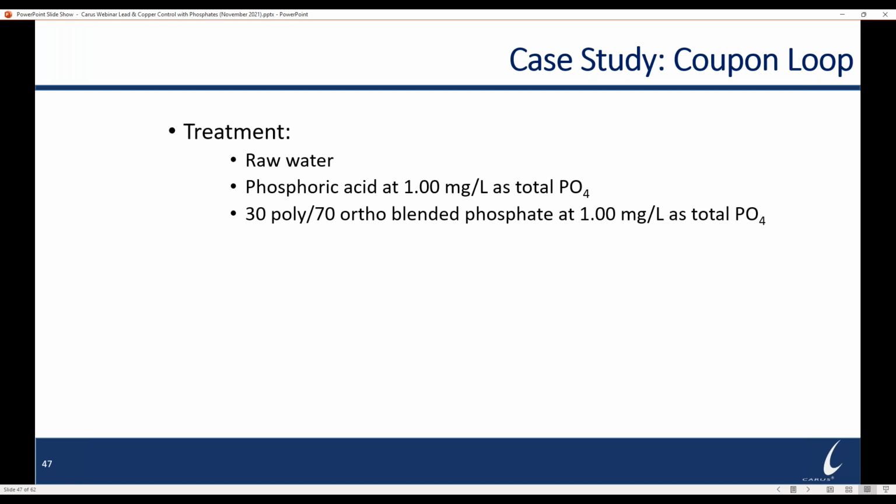But just keep in mind, these were both targeted at 1 milligram per liter as total phosphate. So with the phosphoric acid, that would have been 1 part as ortho. With the 30-70 blend, it would have been 0.7 as ortho, so slightly below 1 milligram per liter, because you would have had 0.3 as poly.